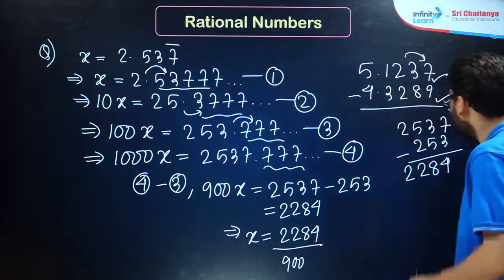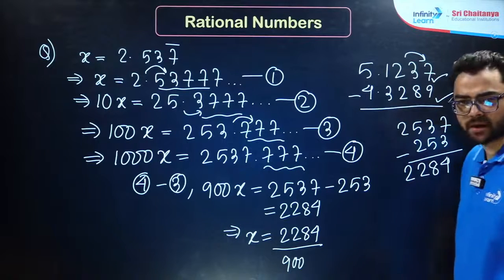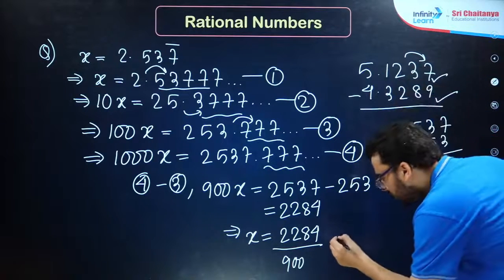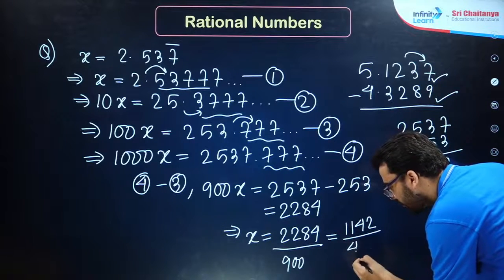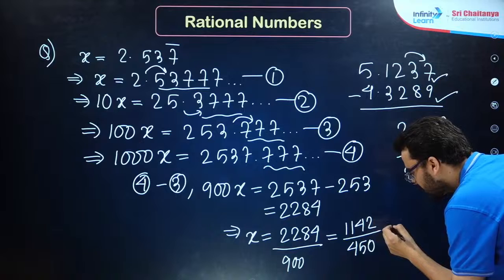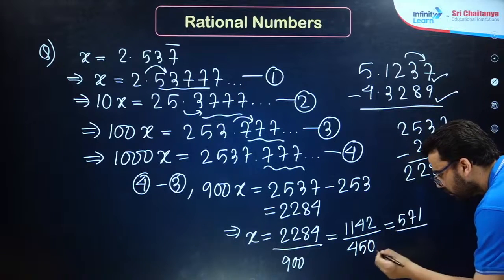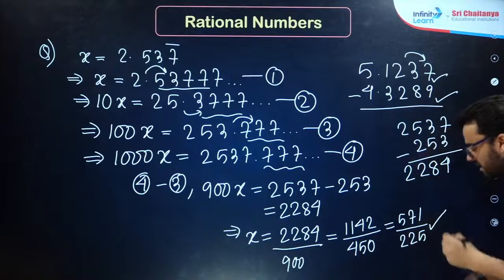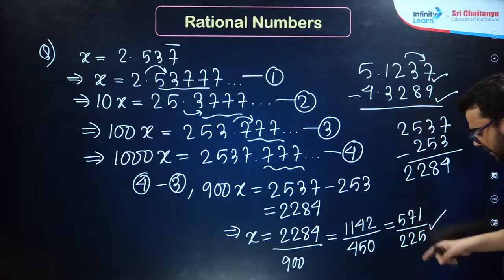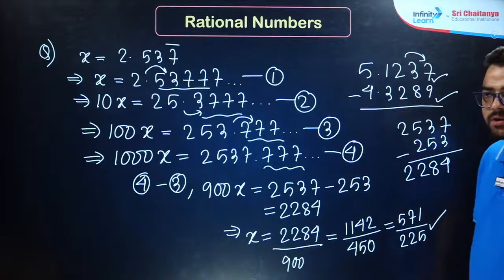Let us check the calculation once again. This is 4. Yeah, that is correct. Now you can further simplify it if you want. So you see 1142 divided by 450, right? Once again, you can simplify. So I guess this is the answer. I guess no further simplification is possible. Let us check if it is possible. No, it is not possible. So this is the answer.